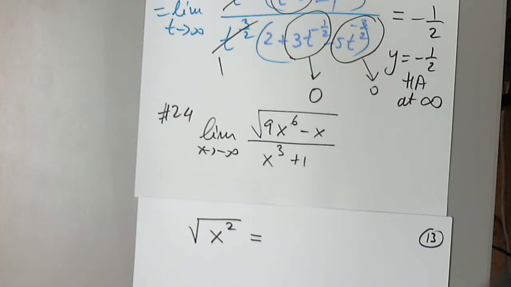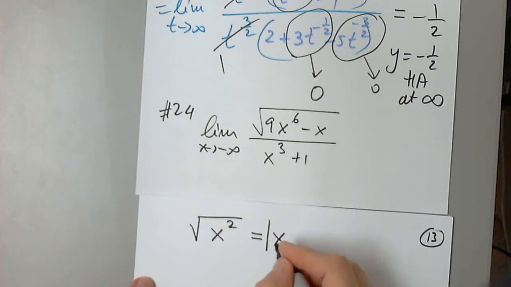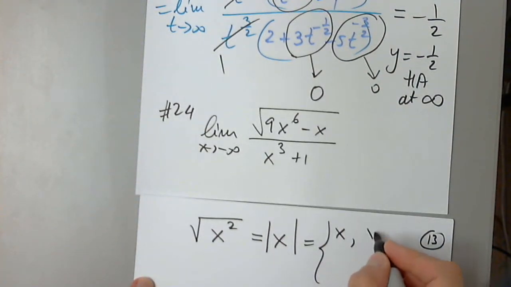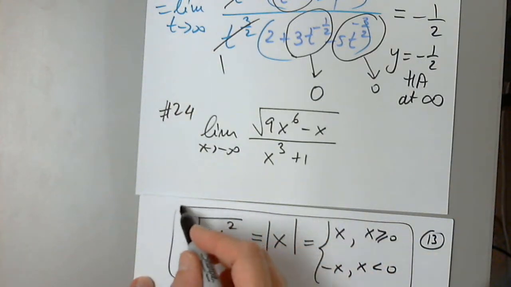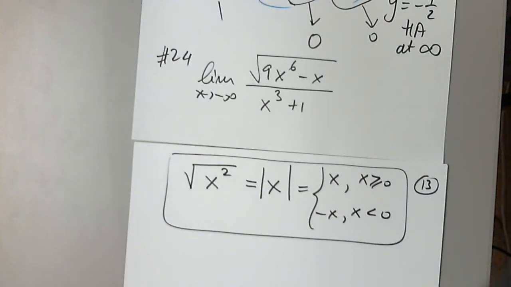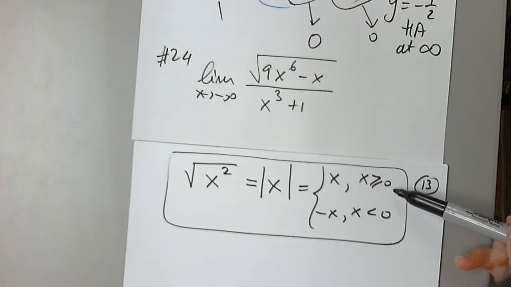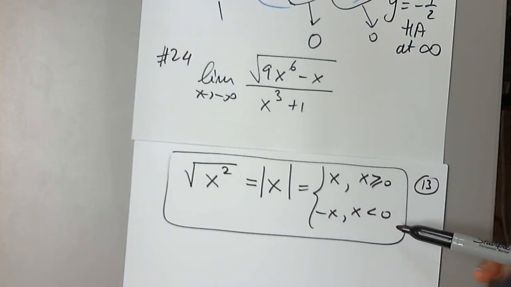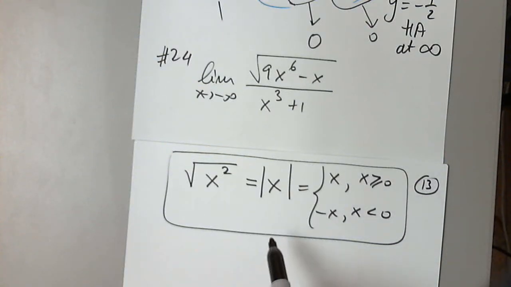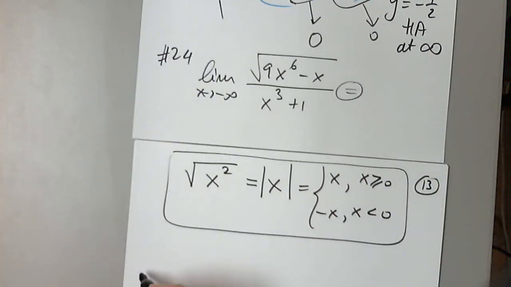Excellent. Thank you. What you really mean is this, which is indeed this. Awesome. Thank you. Be careful. The square root of x squared is not x. Careful. It's x if x is greater than or equal to 0, or negative x if x is less than 0. Very good. So keep this in mind, and let's start working on this limit.